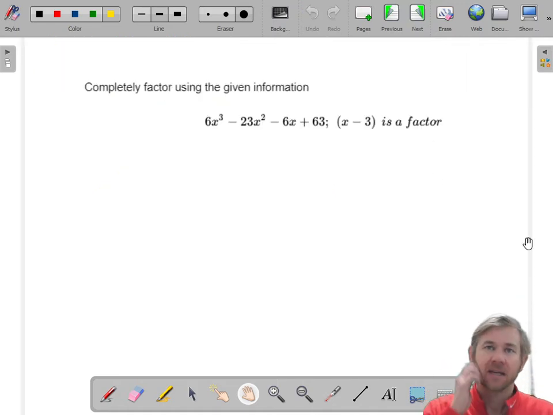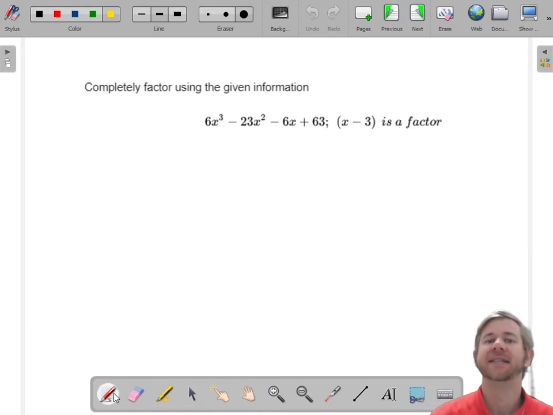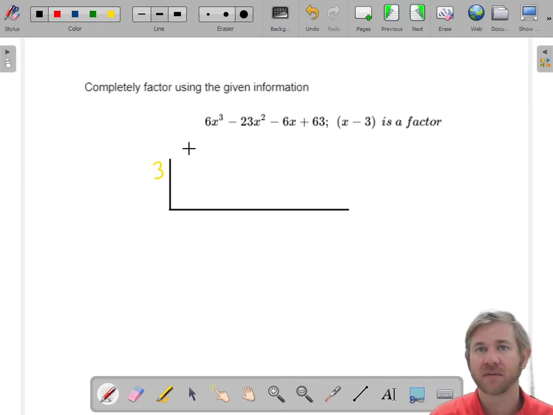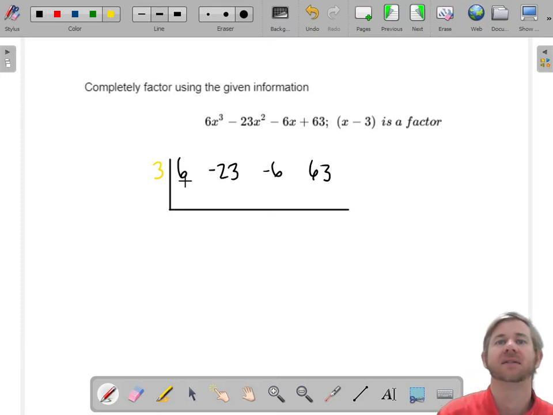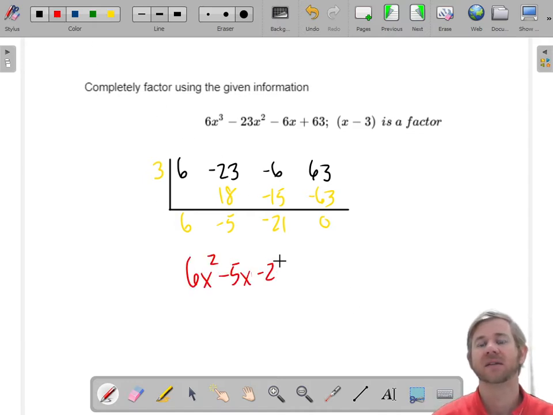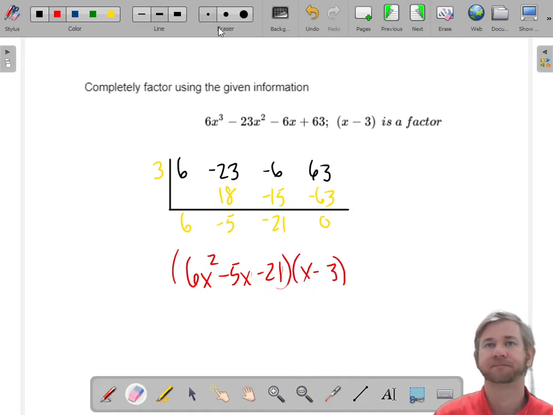All right, let's see what else we got. Completely factor using the given information. So if they tell me that x minus 3 is a factor, then I should be able to do synthetic division with +3, and I should get 0. Because if x minus 3 is a factor, 3 is a 0. 6, -23, -6, 63. So let's see. 6, 18, -5, -15, -21, -63. Great, I get 0. So now I have 6x squared minus 5x minus 21. That's my quotient, and my divisor is x minus 3.